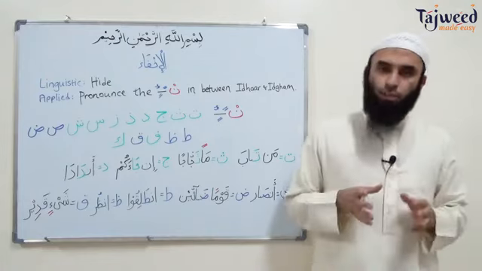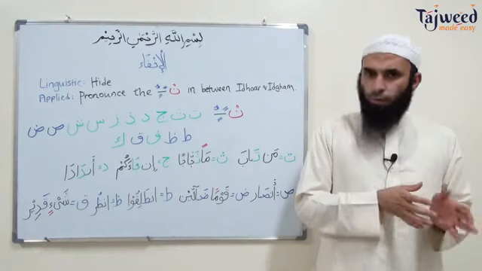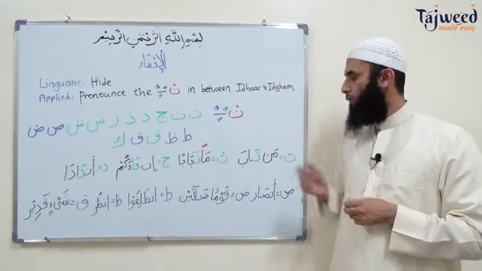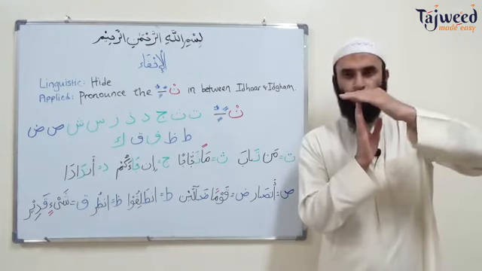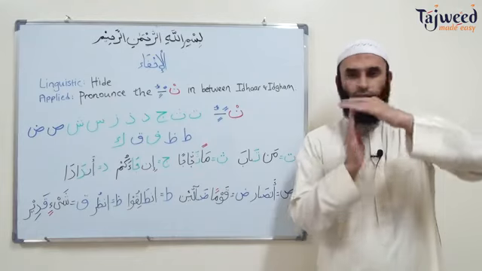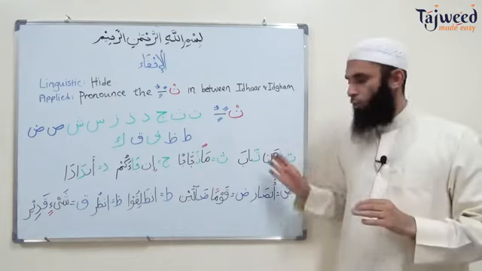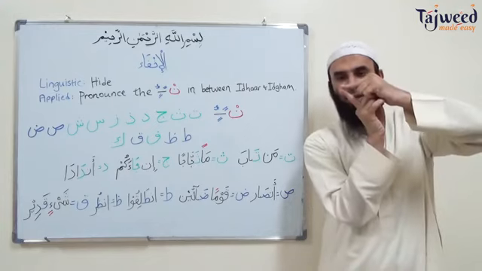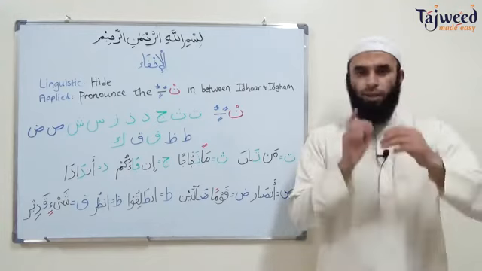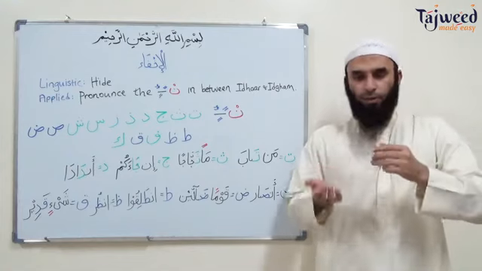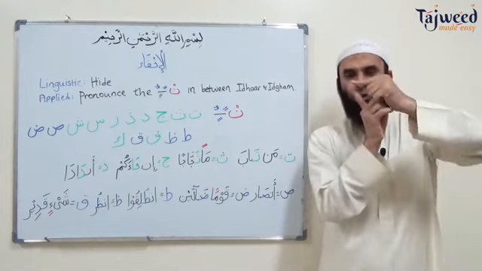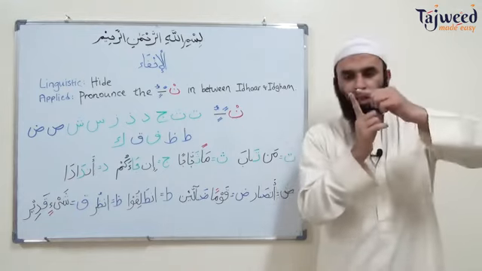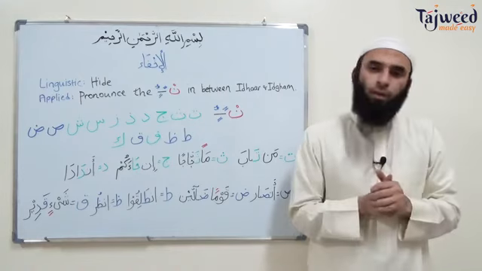So basically this just means we hide the noon by pronouncing it in between idhar and idgham. When we say in between idhar and idgham, we mean we do not touch the noon. We do not touch the tip of the tongue to the roof of the mouth. We do not do that to make it idhar. So we just bring the tongue very, very close to the letter, and then say the letter without the ghunna. The noon will be forgotten, and the tongue will come very close to the articulation point. Ghunna will be pronounced, and then the ghunna will be left out. Then we're going to say the letter.